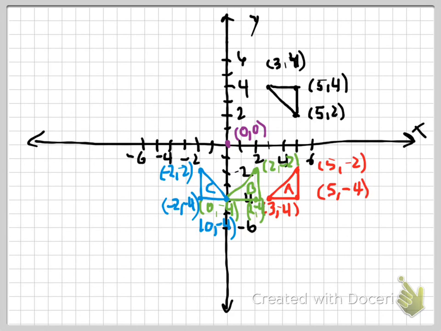And (-2, -4), the -2 stays the same, but now I need to add 4 to -4, and what does that give me? 0. So I'm at (-2, 0), sorry. And the (-2, -2), I'm going to keep the -2 for the x, but on the y, what's -2 plus 4? 2. So that's going to take me to (-2, 2). So then we draw that picture. And we label that D.